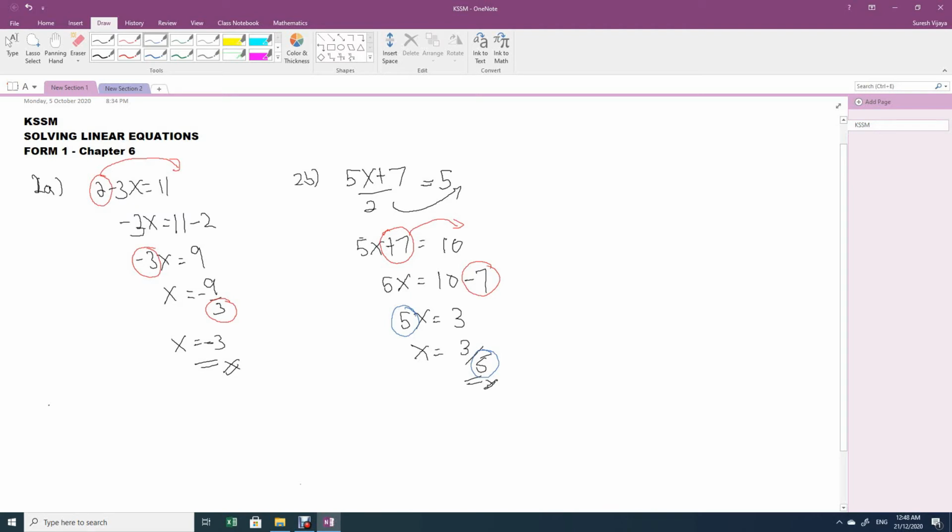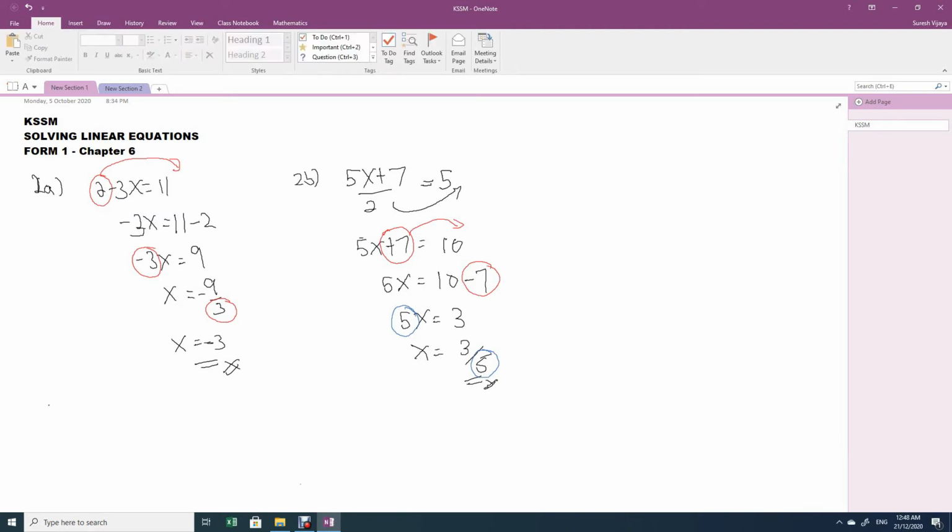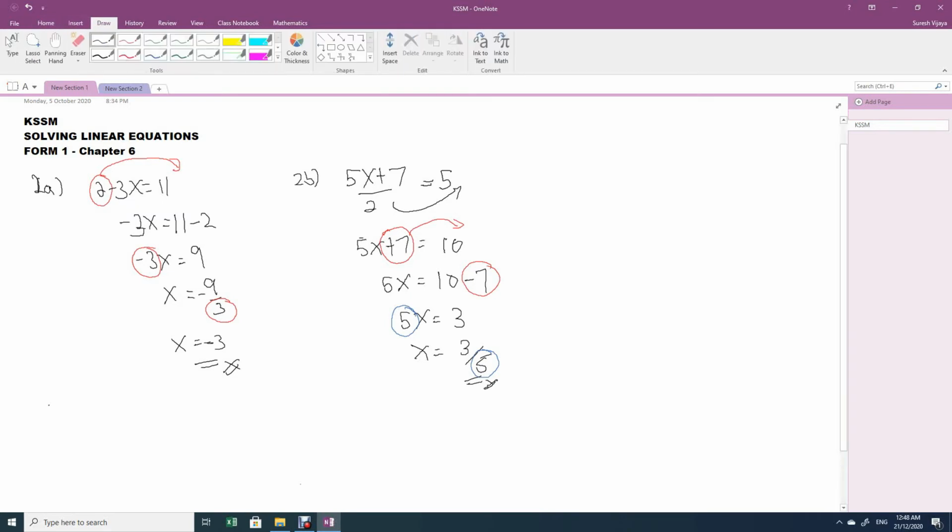Okay, let's say we have another form of equation. Let's say our equation is in this form. Let's say x divided by 4 minus 1 equals 3. How do we solve this?